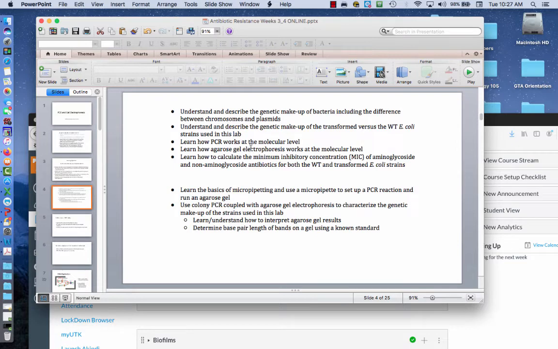We want you to understand how PCR works at the molecular level. Remember, you did watch a video and answer a question set about this. Also, gel electrophoresis, similar. This was also in the video and the question set. Also, along the way, you all will be calculating the minimum inhibitory concentration of aminoglycosides and non-aminoglycoside antibiotics for both the wild-type and transformed E. coli strains. And then learn, of course, how we can use PCR and agarose gel electrophoresis to characterize the genetic makeup of strains, and learn how to look at agarose gel pictures and interpret those results.